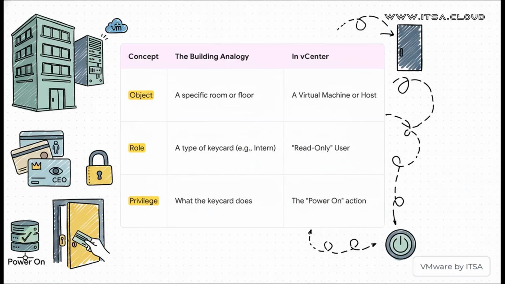Easy. Next, we have the role. Think of this as the type of key card you're handing out. Is it an intern key card or a CEO key card? In vCenter, this might be a read-only role. And finally, the privilege. This is the important part. It's what the key card can actually do. Like, does it unlock a specific door? In vCenter, that's a specific action, like being able to power on a VM.